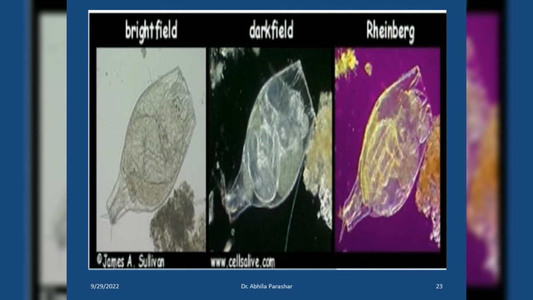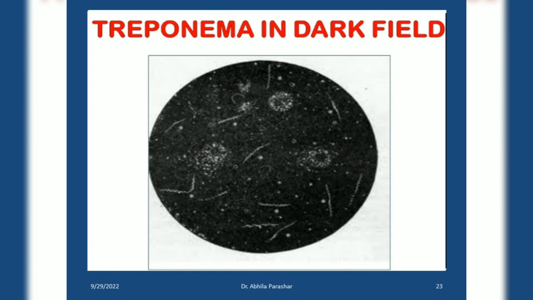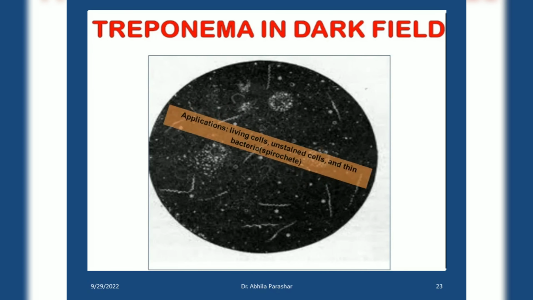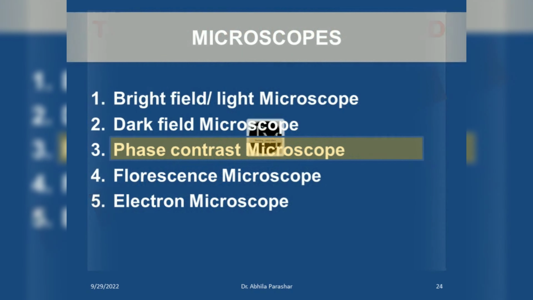And now the picture of the DGM shows that the background is dark and the organism is brighter compared to the bright field. Here you can see that the organism is brighter and the background is dark. This is used for living cells, unstained cells and thin bacteria like spirochetes. So after knowing about the DGM, let's go to the next microscope, that is the phase contrast microscope.